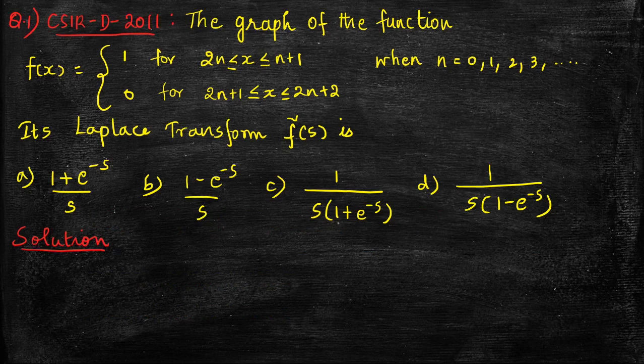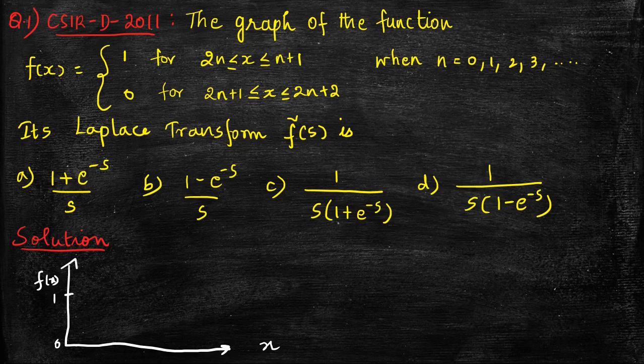If you know this, just pause the video and start doing on your own. So if you see over here, the graph of the function f of x is given and its Laplace transform is. So we have to find the Laplace transform. So basically, from the given information, we are going to draw the graph. So f of x is 1 and 0. There are only two values. So I'm going to consider this as 1 and this is 0.